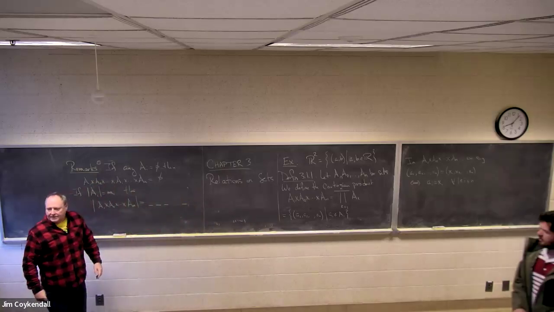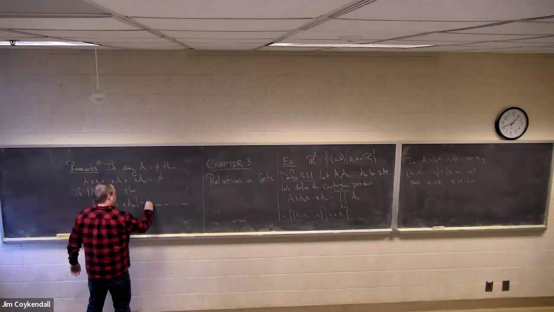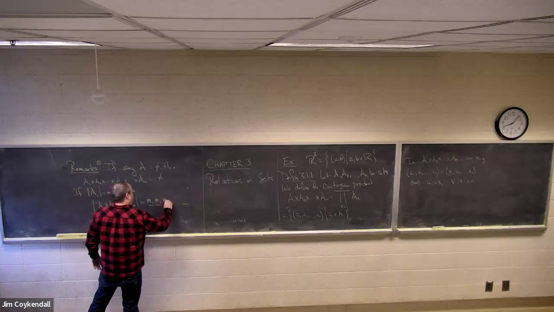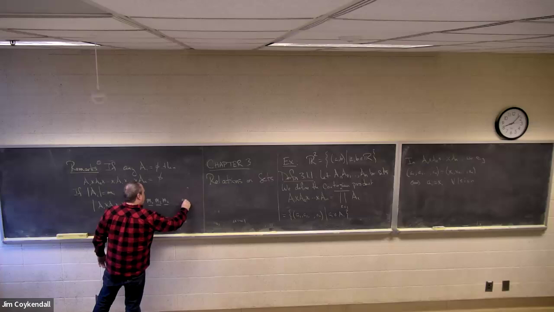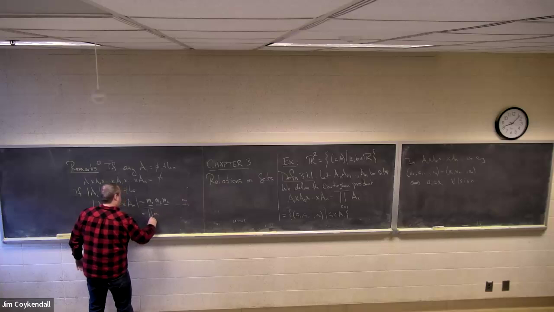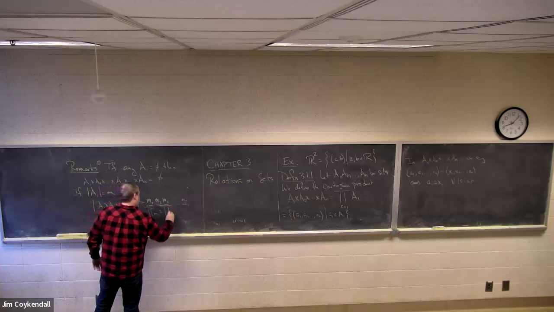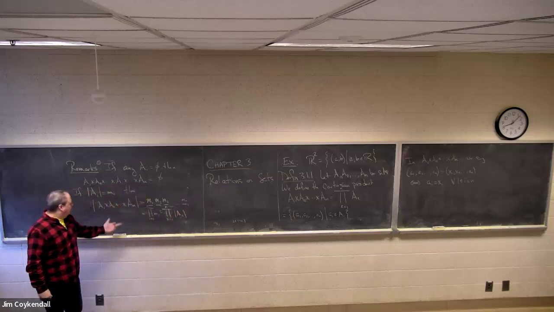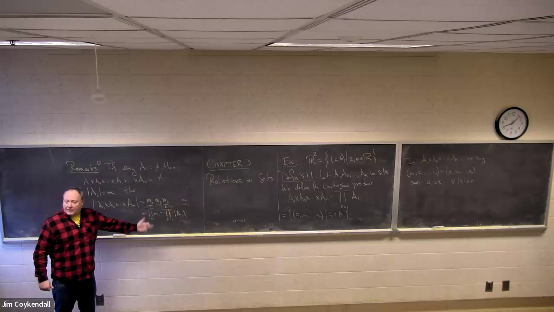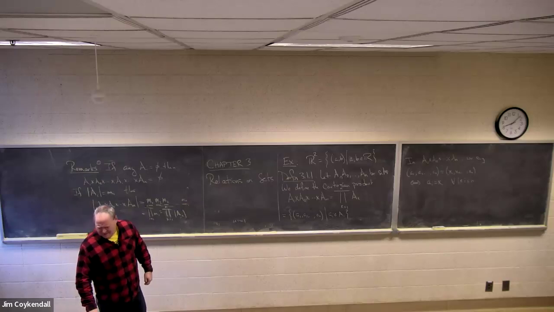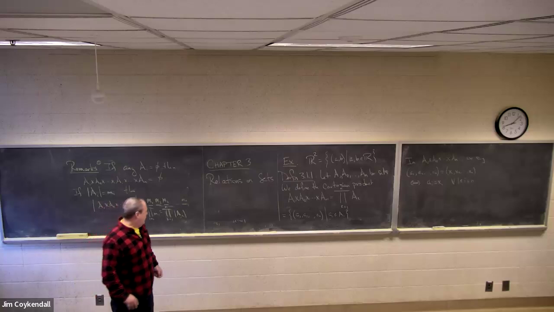Pick out a coordinate for A1: m1 ways. For A2, m2 ways. m3, all the way up to mn. So the number of elements in the Cartesian product is the product of what's in the separate sets. Are you okay with that? Okay.